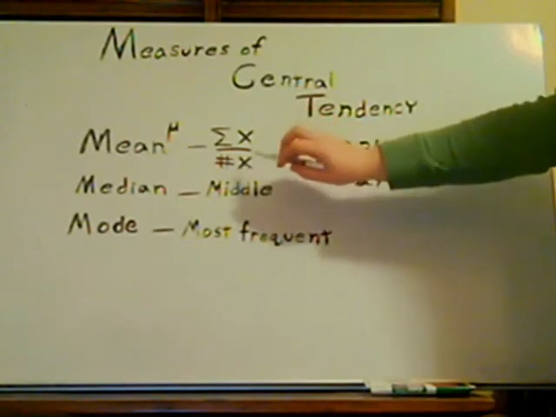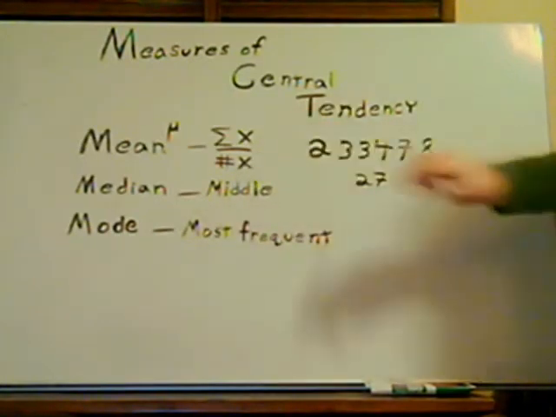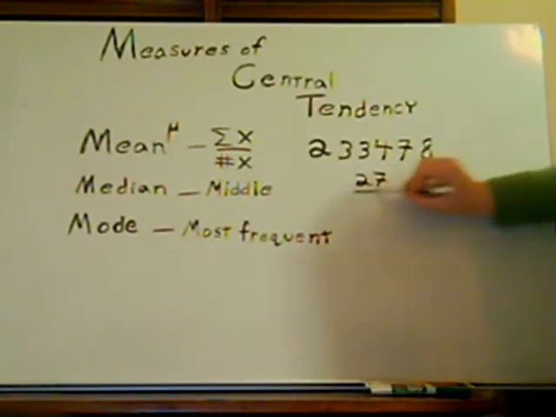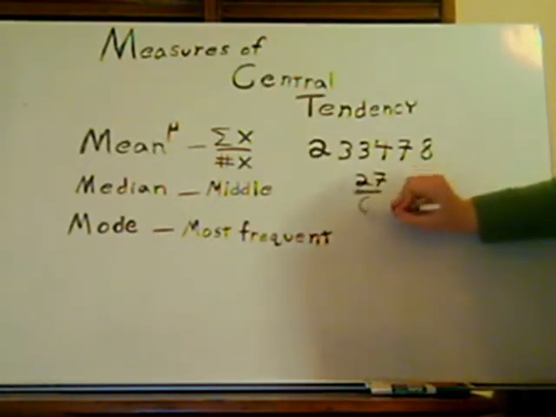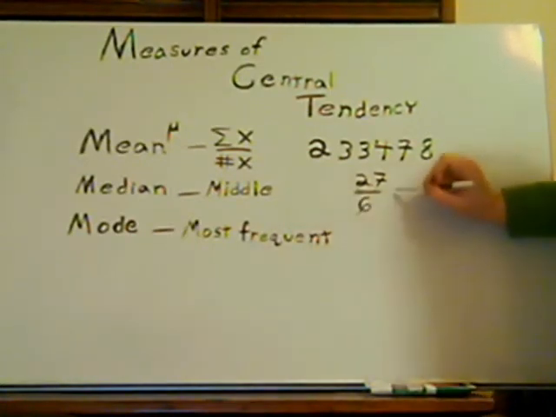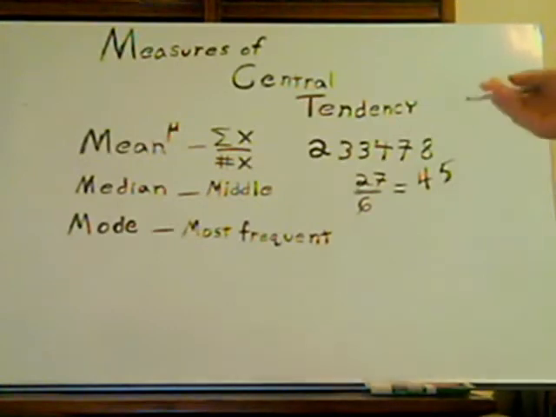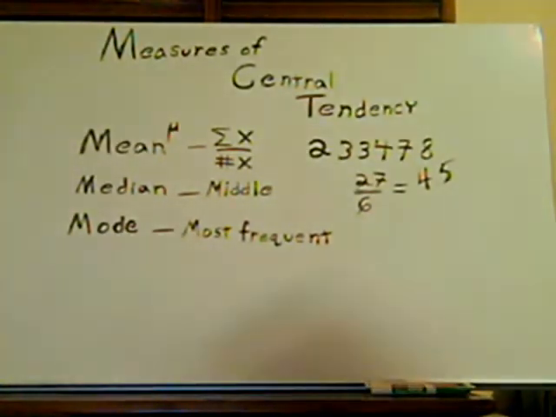Now what else do we need? We need the number of x's. There are 6 x's. So it's 27 divided by 6. What does that come out to? So right, that means you get a mean of 4.5. Congrats! You just did a measure of central tendency. Kind of easy, isn't it?